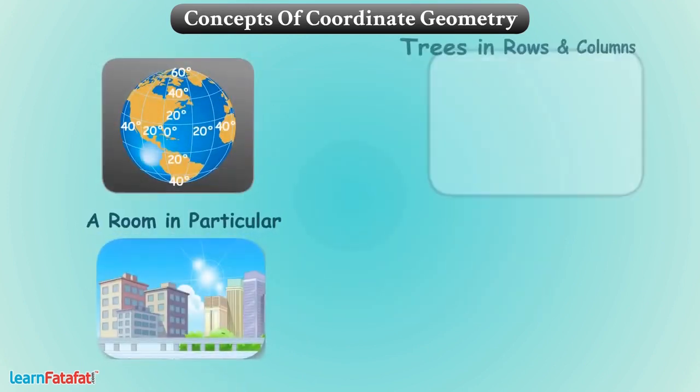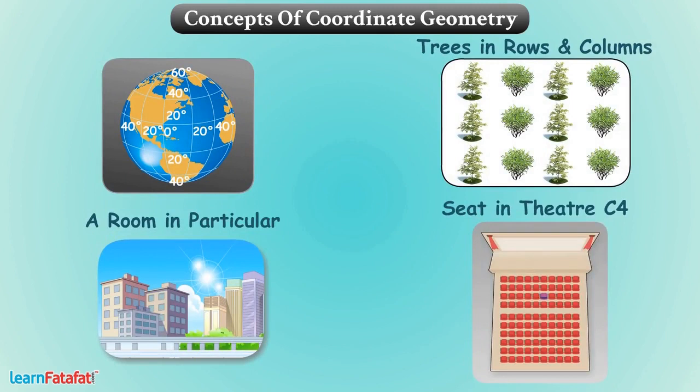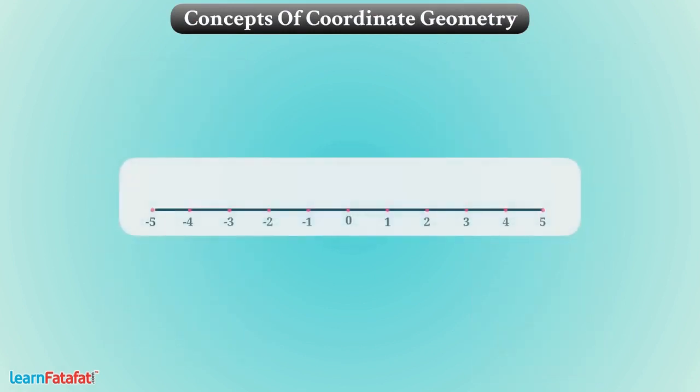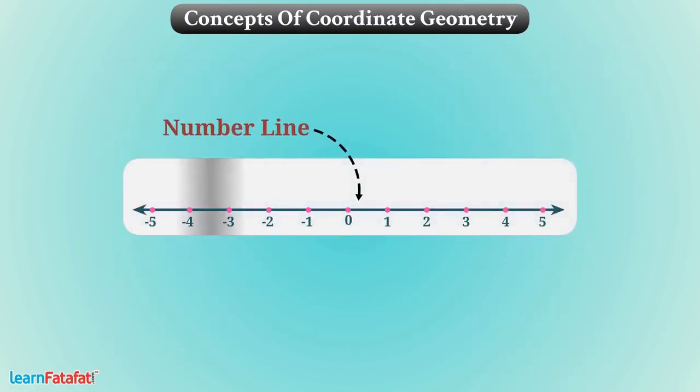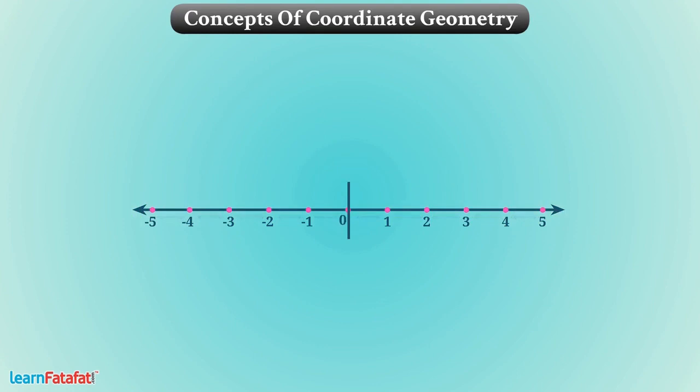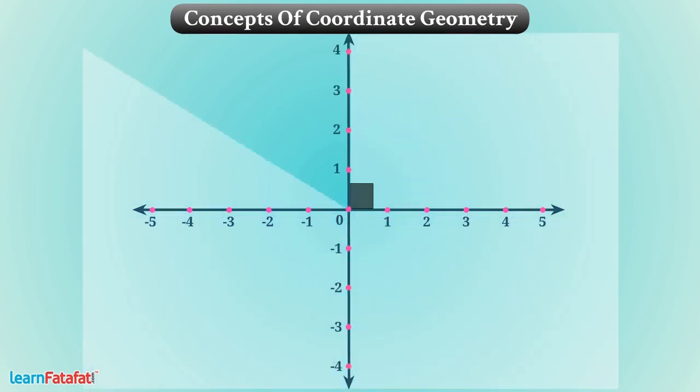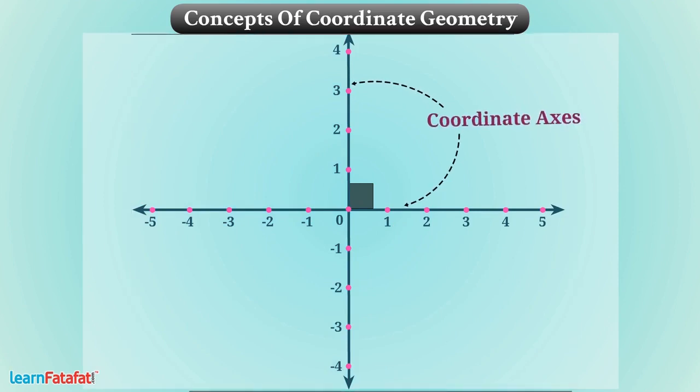This simple idea is useful in many situations in our life. This understanding gave rise to a new branch of mathematics called coordinate geometry. Let's learn more about it. You have learned about number lines. We use the number line to represent the numbers by marking points on the line at equal distances. We can draw two such number lines perpendicular to each other on a plane. We call these lines coordinate axes.